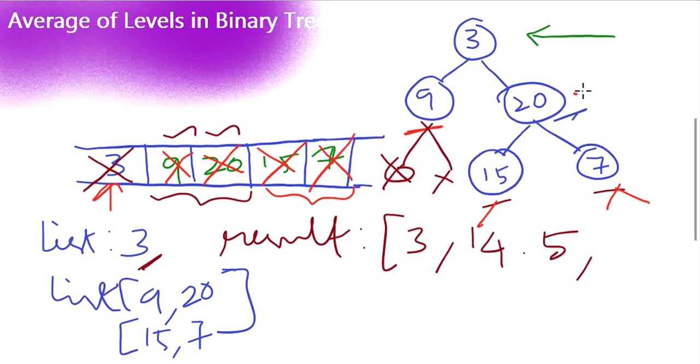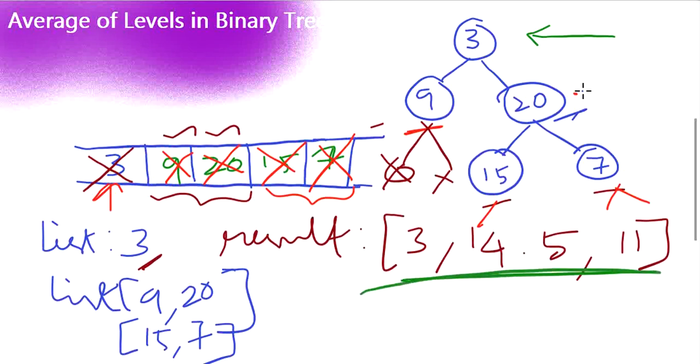So we are just going to calculate the average. 15 plus 7 by 2 is going to be 11. So we are adding 11 to our result. Since the queue is empty, our iteration ends and all our levels are closed. So we are going to return this as our output.